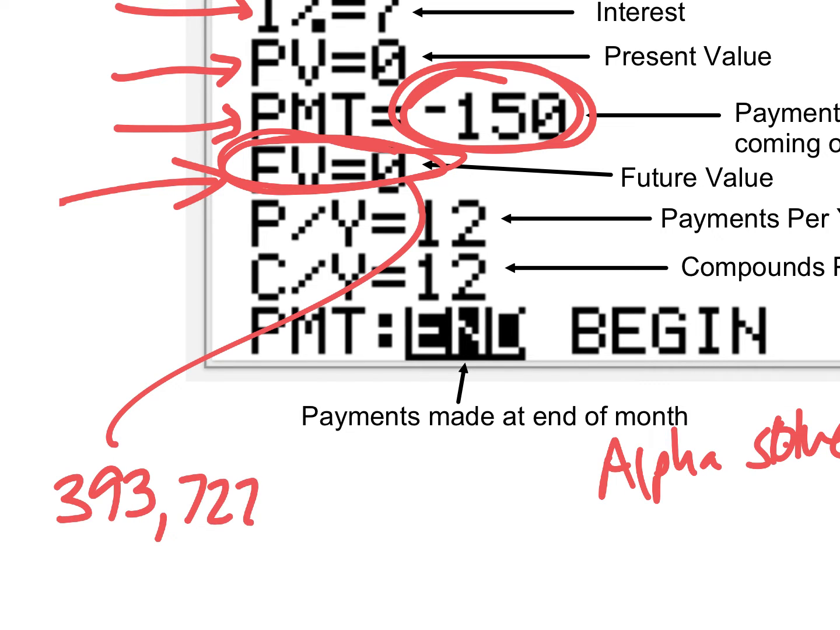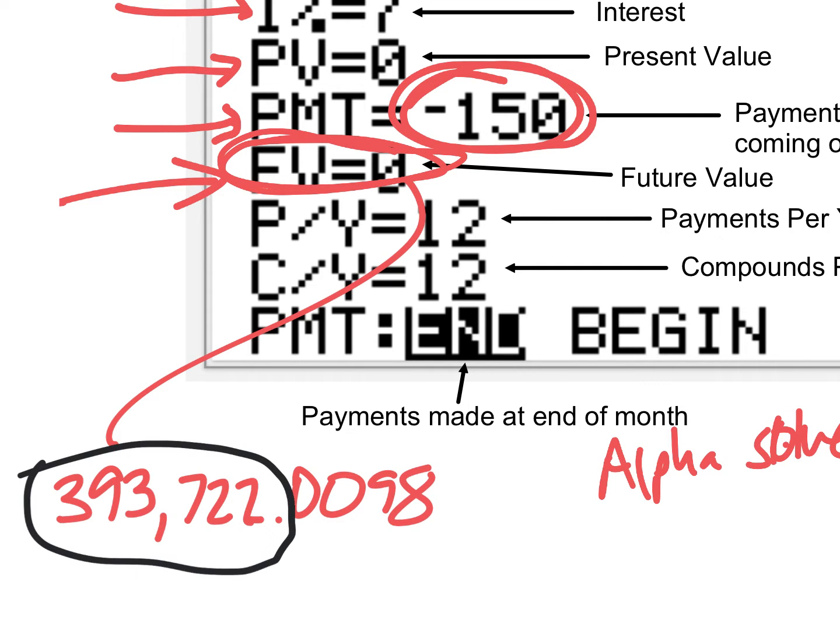393,722.0098. I got 393,722.0098. Okay, so since this is in dollars, would you agree that once it went 00, that means we can probably round to this? $393,000. That's a lot of moolah. Let's process that for a minute.